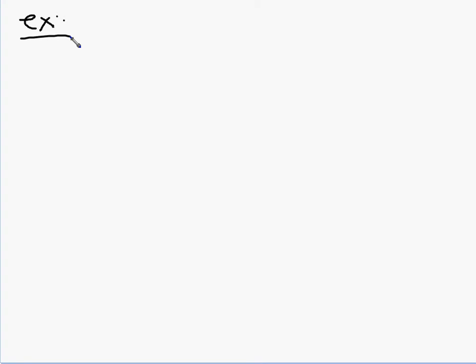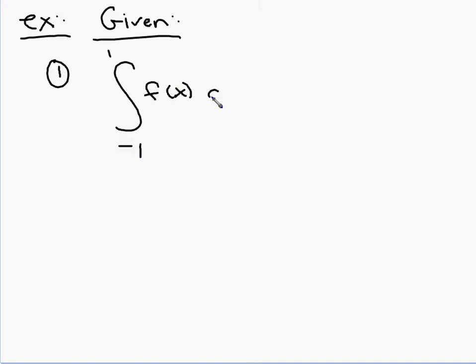One of the things they're going to do tonight is give you some information. So I'm going to say given. They're giving you three pieces of information. Number one, the integral from -1 to 1 of f of x dx equals 5. Okay, they tell you that the integral of the function from -1 to 1 is 5. Then they also tell you that the integral from 1 to 4 of f of x dx is -2.